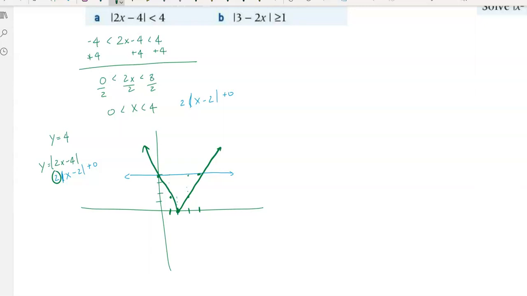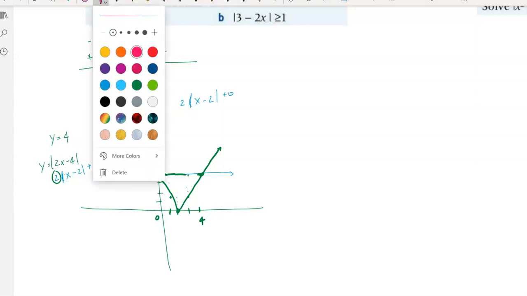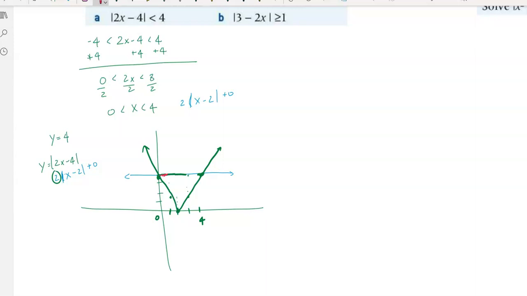And so it's going to be this area right here. X has to be between 0 and 4. This area right here. Yes, you must put it in pink. This area right here. Okay. Got it? Okay. Let's go ahead and do the next one.